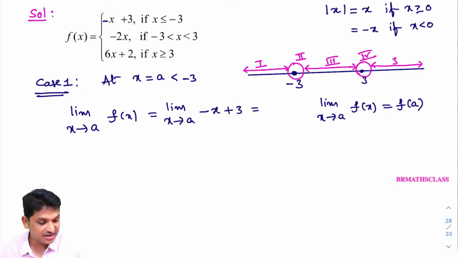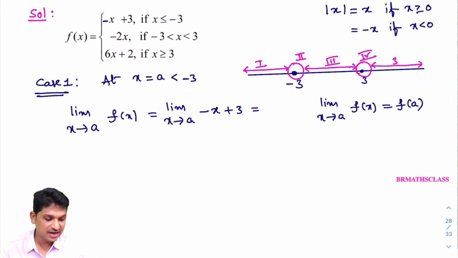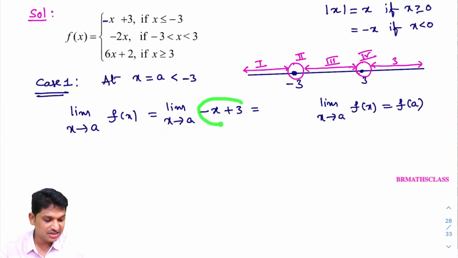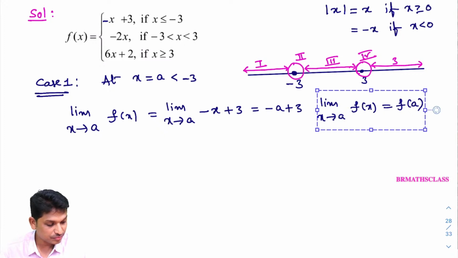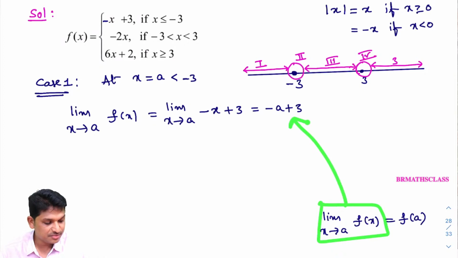I hope you understand this. Now I need to calculate the limit of this function. How will we calculate? In the limits chapter, for any problem, first we try by the direct method. What is the direct method? In the given function, wherever x is there, you write this a value. Then what will you get? This is minus a plus 3. So I calculated this value, and I got minus a plus 3.